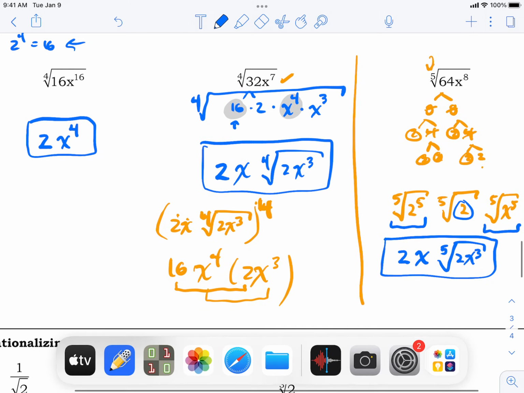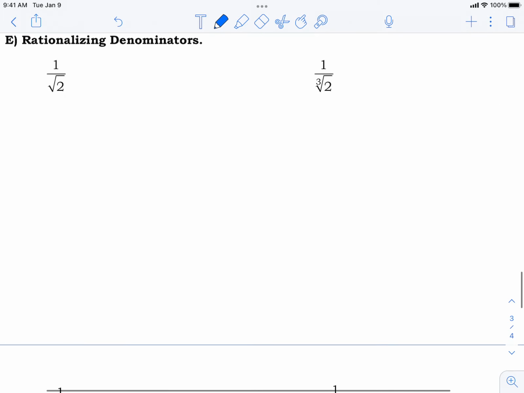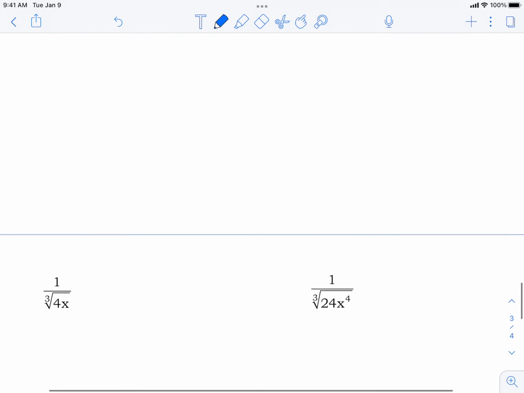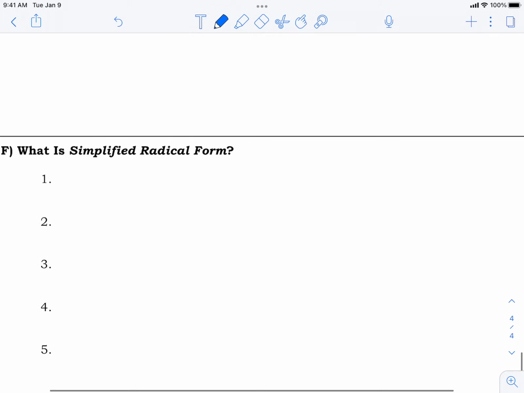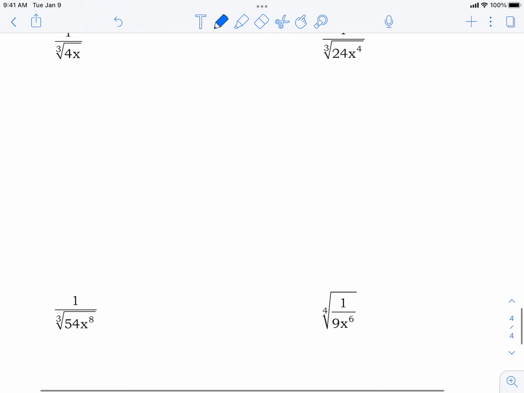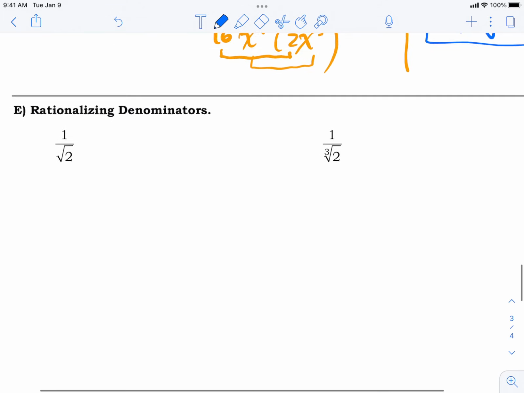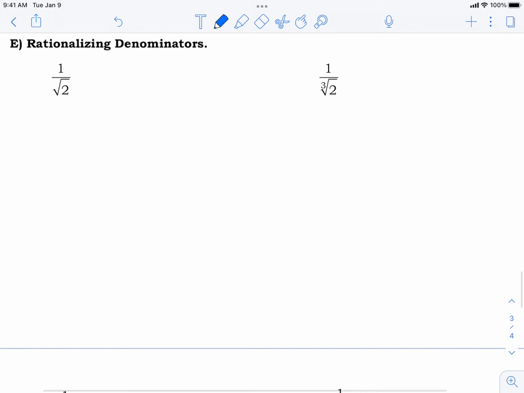Okay, so as before, the last main move we got to look at is rationalizing denominators. And then we'll summarize by saying, what is simplified radical form anyway? Rationalizing some denominators.